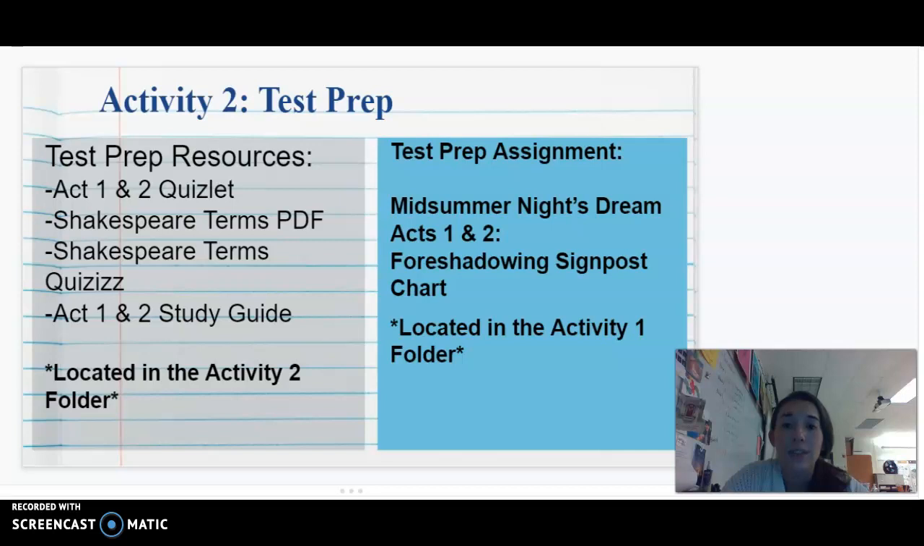So this is what I recommend. Acts 1 and 2 Quizlet. I have Shakespeare Terms PDF for you. I have a Shakespeare Terms Quizzes, Acts 1 and 2 Study Guide, and all of these are located in the Activity 2 folder and will help prepare you for the test. The assignment that is graded that is located in the Activities 1 and 2 folder is the Midsummer Night's Dream, Acts 1 and 2 Foreshadowing Signpost that we've already talked about. That must be completed.